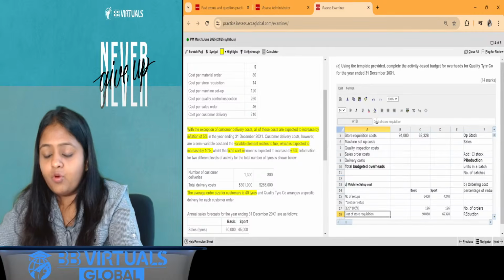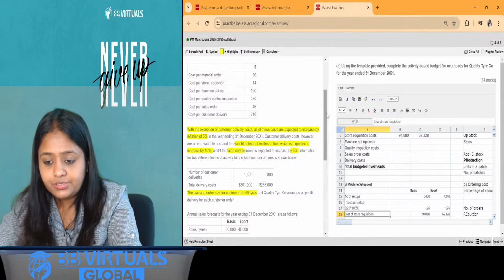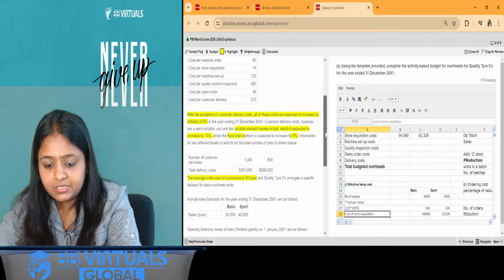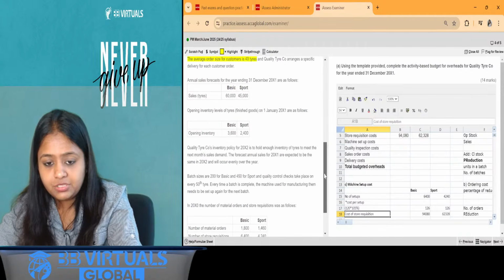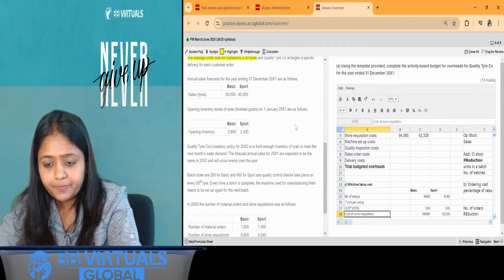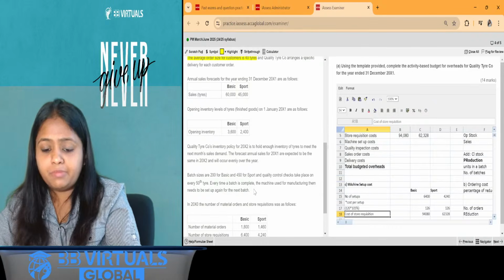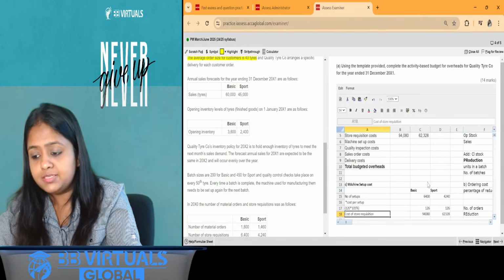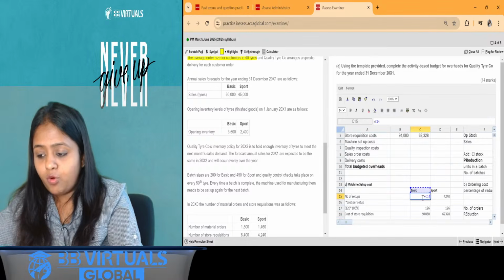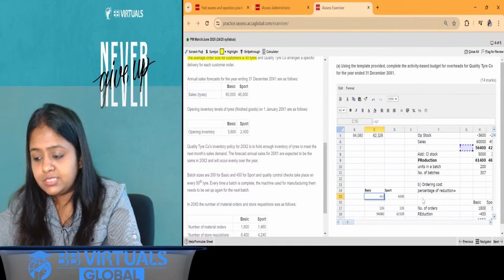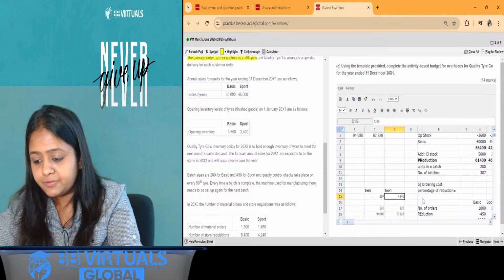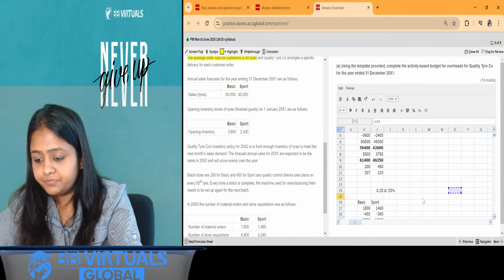Okay, now what is the number of setups? The question gives you the details. Let's read the detail. The question tells you that each time a batch is complete, the machine is used for manufacturing them. So the number of batches is equal to the number of setups. We have already calculated the number of batches. Just link it to get the number of setups. That's all.